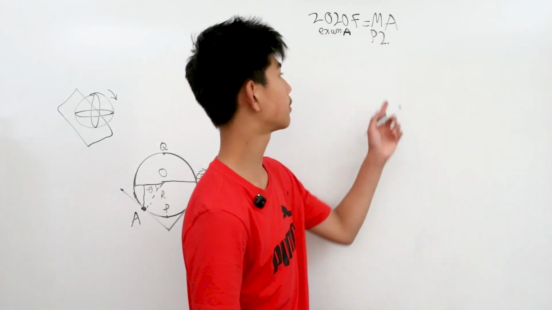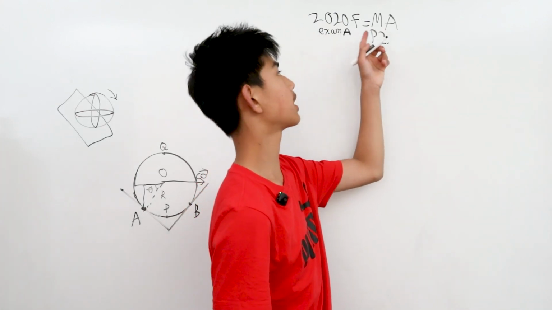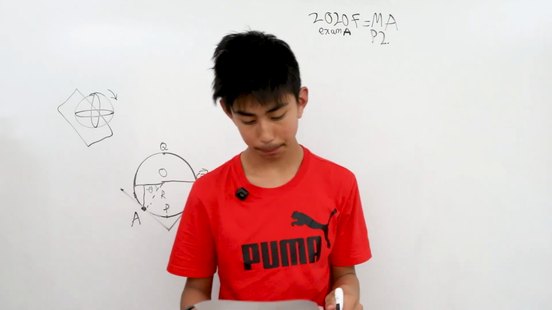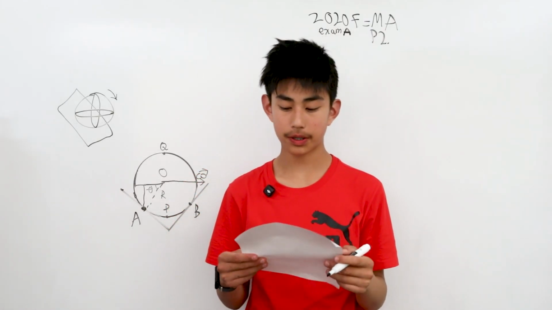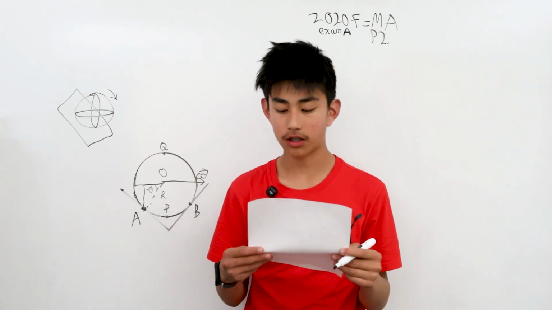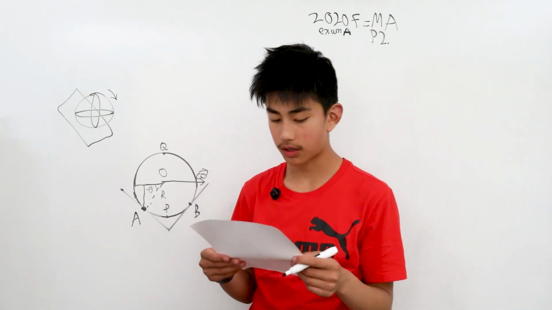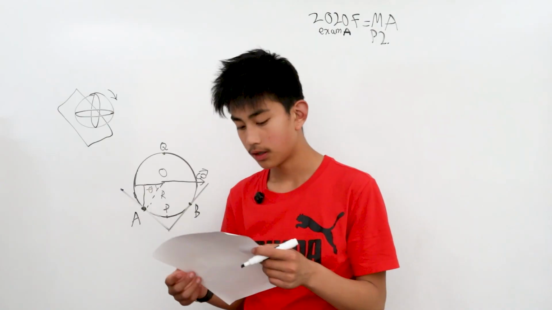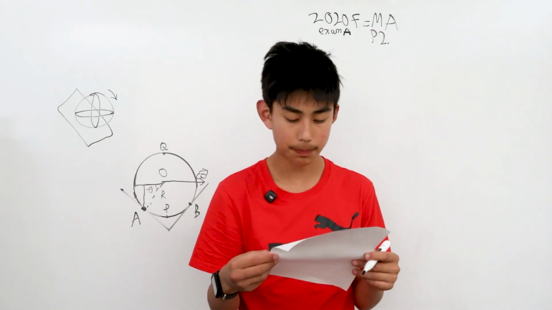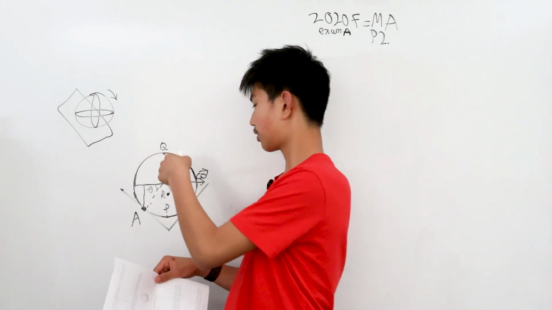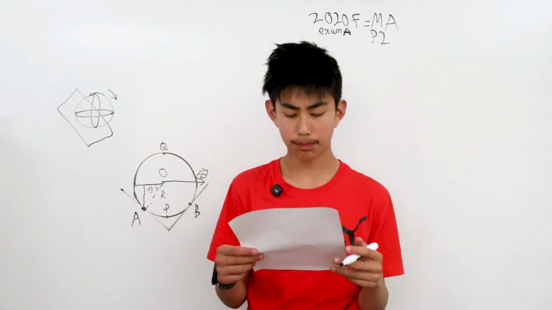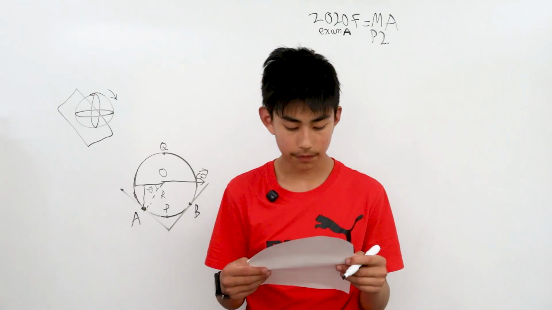We're solving problem 2 from the 2020 F equals MA exam A. A rigid ball of radius r is rolling without slipping along the rib of a right angle chute as shown in this figure. Cross section of the ball taken perpendicular to the ball's direction of travel is shown in this figure. Which of the marked points of the ball have the highest speed?